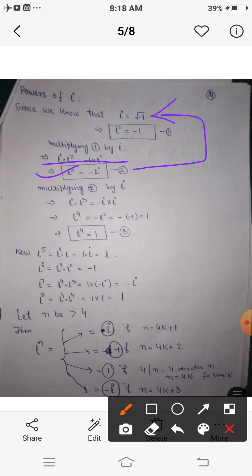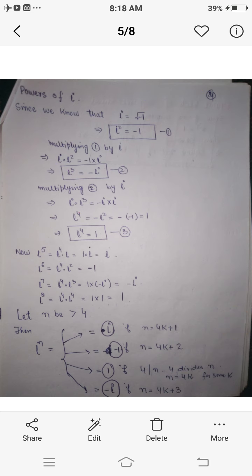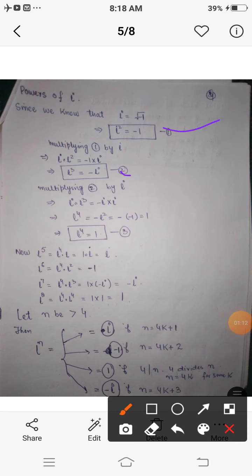Now minus iota is root of minus 1, that is iota cube is root of minus 1, or simply minus iota. Now again multiplying this second equation by iota, it is iota into iota cube, that is iota 4. It is minus iota into iota, iota square. Now iota square is minus 1 by equation first, it is minus 1 into minus, that is plus 1. So iota is root of minus 1, iota square is minus 1, iota cube is minus iota, and iota raised 4 is 1.